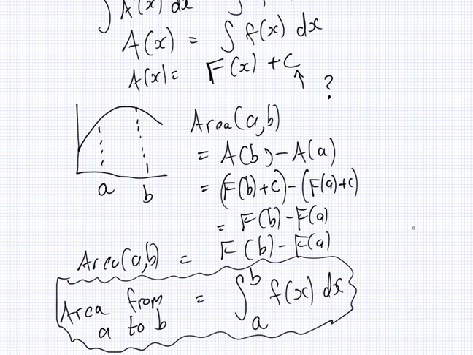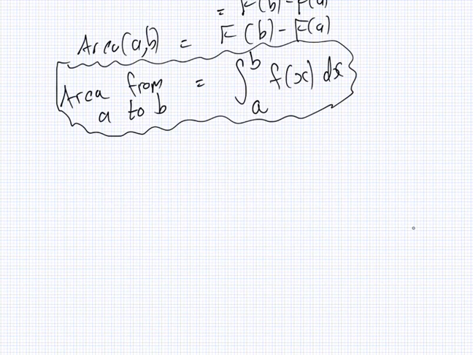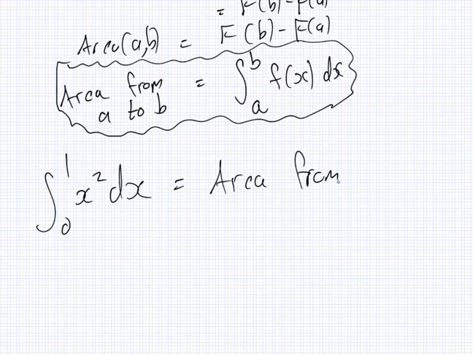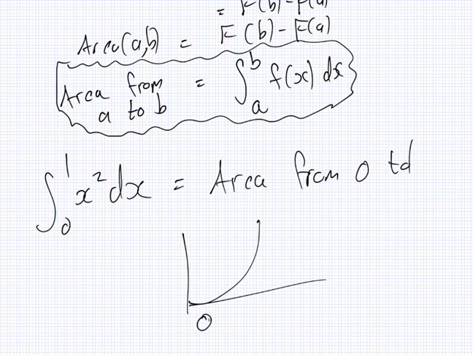A is the derivative that came from F. Now A and B are given. What I'm trying to get to is if you were to calculate something like 0 to 1, x squared dx, what you're actually calculating is the area from 0 to 1 on the graph. So if this is our graph, and this is 0, and this is 1, what answer you get here represents the area there.